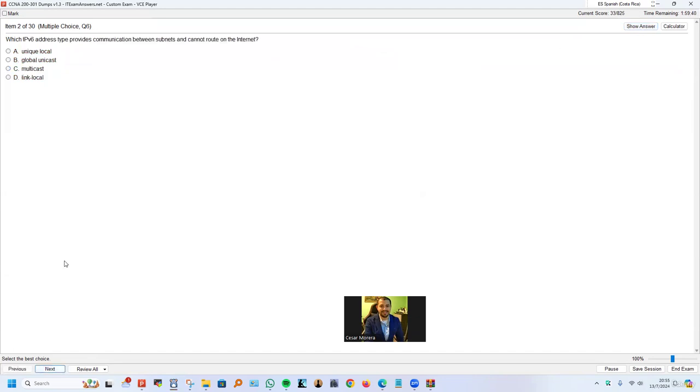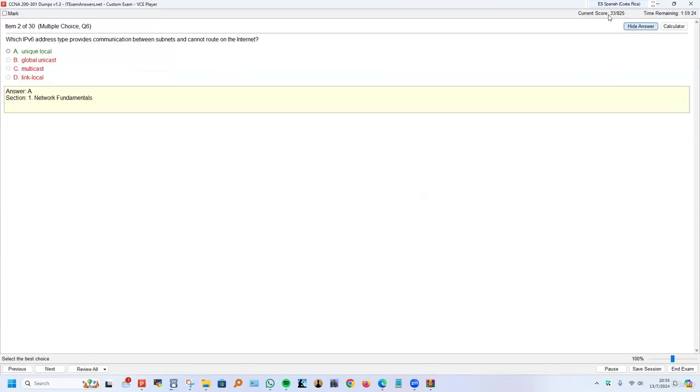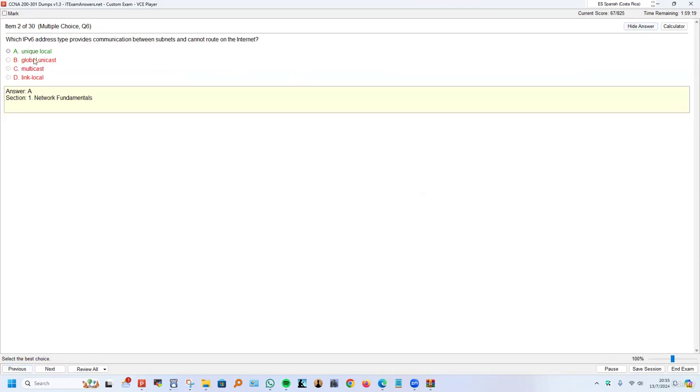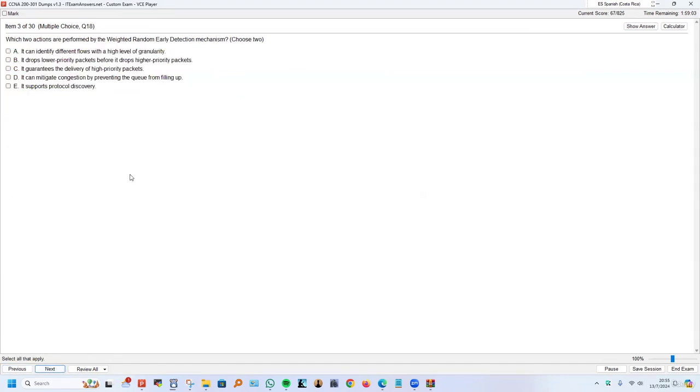Next one. Which IPv6 address type provides communication between subnets and cannot route to the internet? This is actually like a private IP address that we have there. In this case, it's the unique local. We double check there, it's good. Every time you see the green color, it means the answer is correct. When you are starting practice exams and practice tests, you have this one available, but you can also disable it in case you need to and feel like you are in the actual real exam on exam day. So please be informed about this.